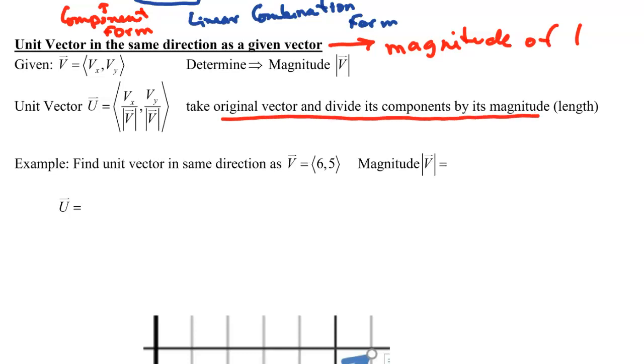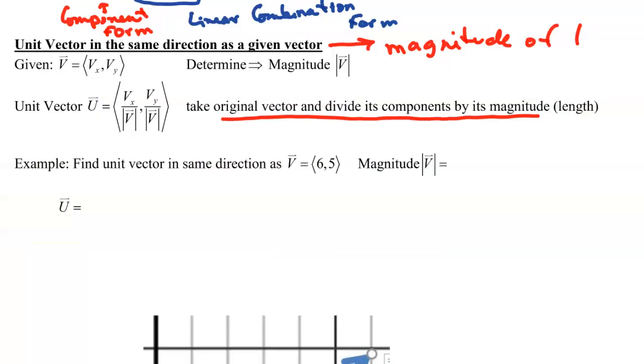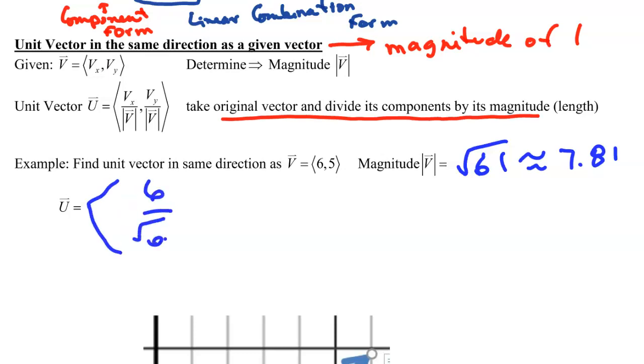As an example, vector 6, 5, which we've done a lot today. We've already said that the magnitude is the square root of 61, which is about 7.81. So when I want to do this, the vector is going to be 6 divided by the square root of 61, comma, 5 divided by the square root of 61.